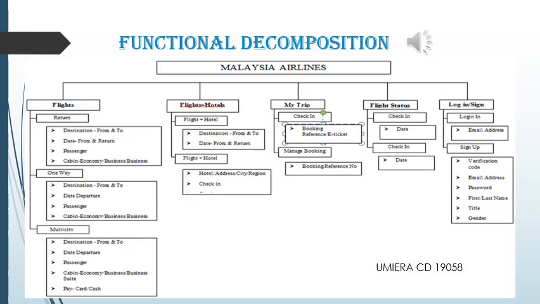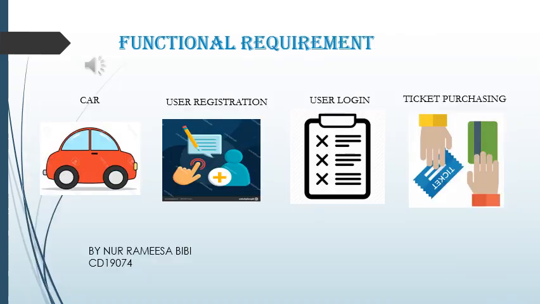Functional decomposition: Malaysia Airlines is separated by 5 interfaces, which are flights, hotels, my trip, flight status, login, and sign up. Requirement: car. The system should be able to choose date and time for pickup point or airport and the age of the user. Registration: user registers with the website by providing the necessary details. User login: user logs into the website by using user registration details.